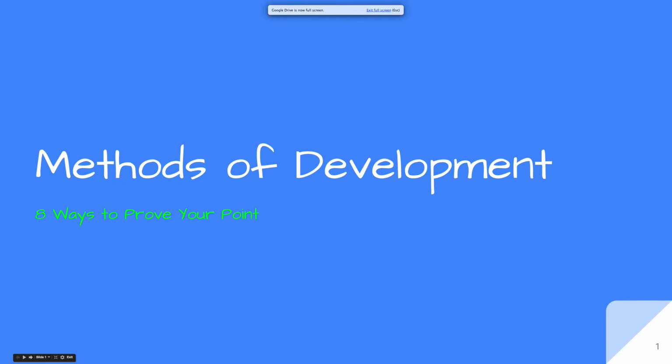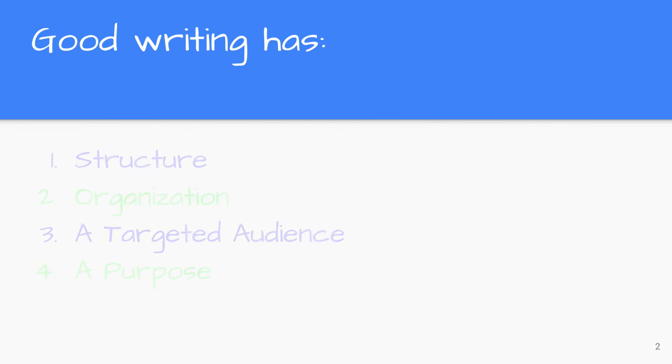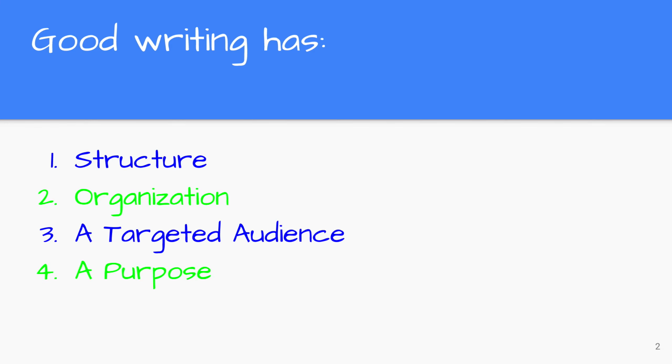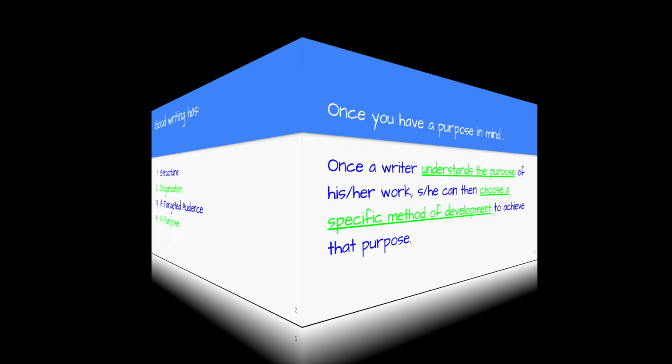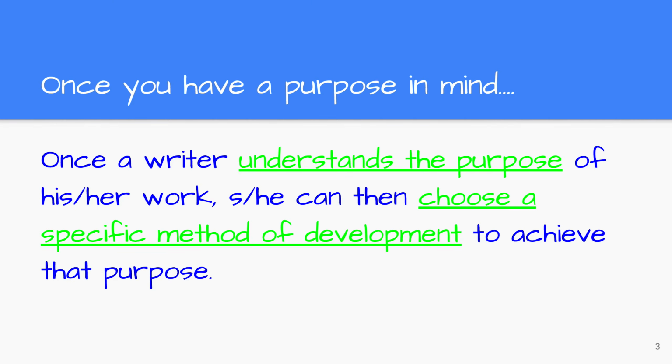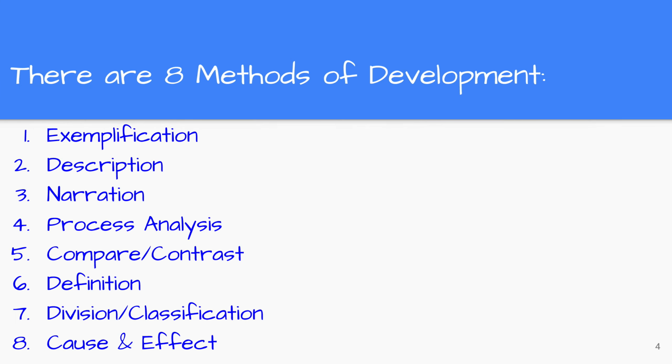There are 8 ways to prove your point. Good writing has 4 items involved: structure, organization, a targeted audience, and a purpose. Remember that once you understand the purpose of your work, you can choose a specific method of development to achieve that purpose. There are 8 methods of development, and we'll go into each one separately, but they are exemplification, description, narration, process analysis, compare or contrast, definition, division, classification, cause, and effect.